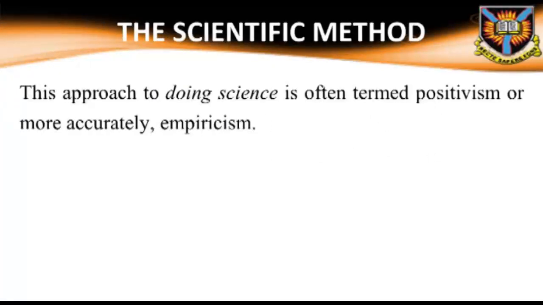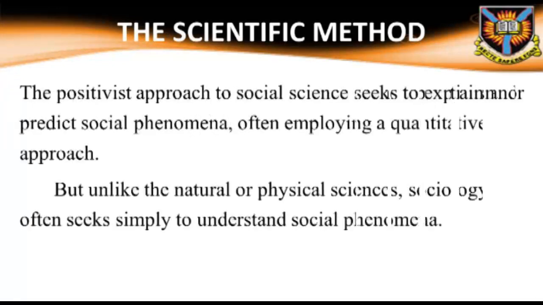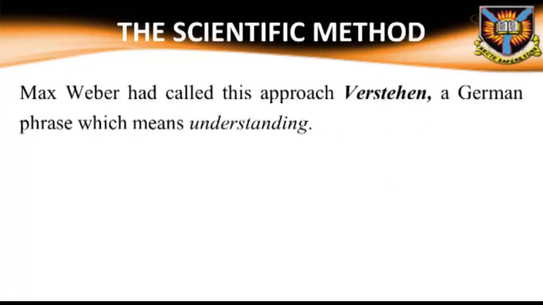This approach to doing science is often termed positivism, or more accurately, empiricism. The positivist approach to social science seeks to explain and predict social phenomena, often employing a quantitative approach. But unlike the natural or physical sciences, sociology often seeks simply to understand social phenomena. Max Weber has called this approach Verstehen, a German phrase which means understanding.